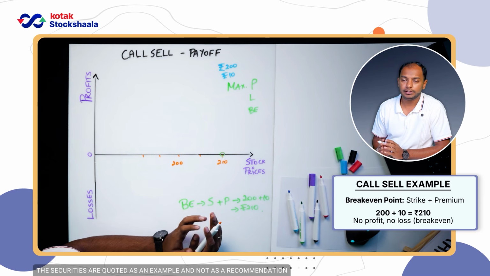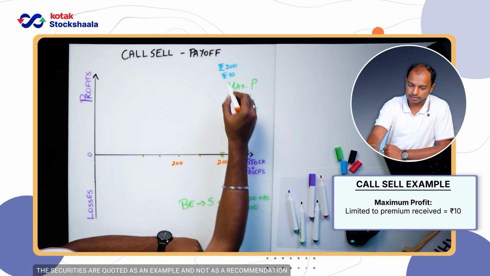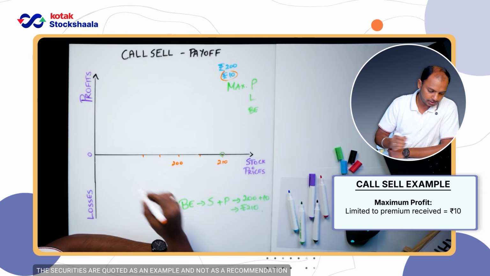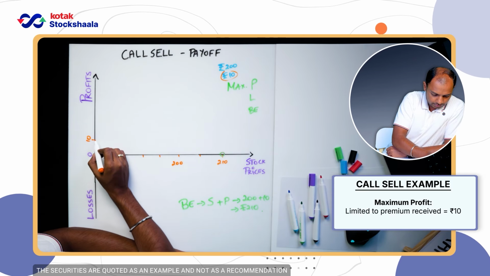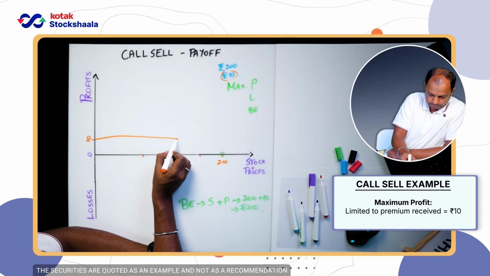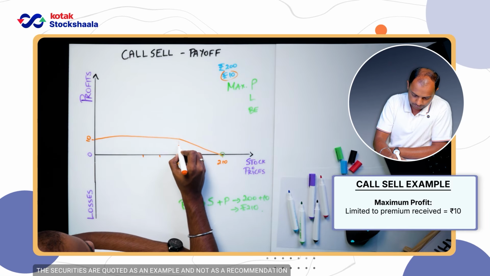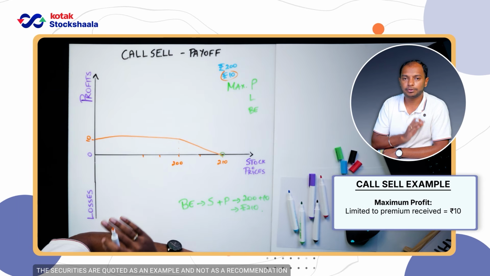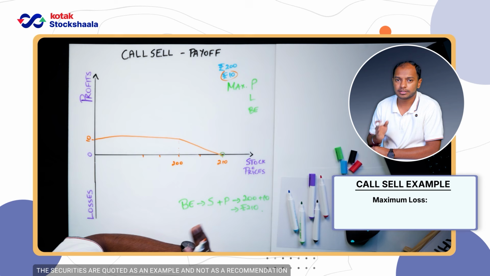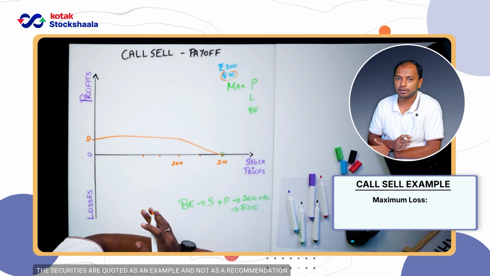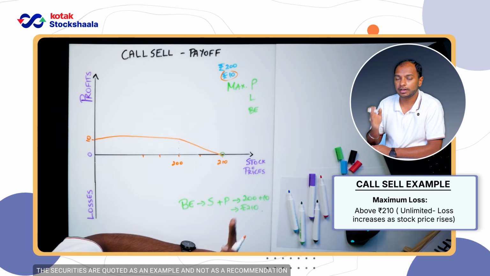Now that we have understood the break-even point, let's calculate the maximum profit. We know that for call selling, the maximum profit is to the extent of the premium that we have received. So in this case, it is rupees 10. So it's a pretty straightforward one for us. So let's mark 10 here, and until the break-even point, that's how your maximum profit is going to look. And finally, we'll calculate the maximum loss for this specific option. We know that for a call option sell, it is unlimited loss potential. So the higher the price of the stock, the higher the losses.